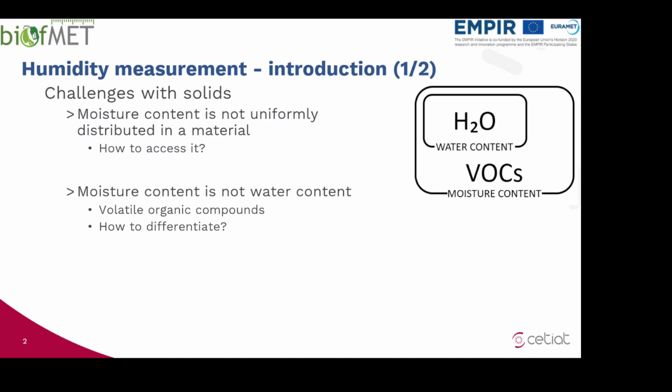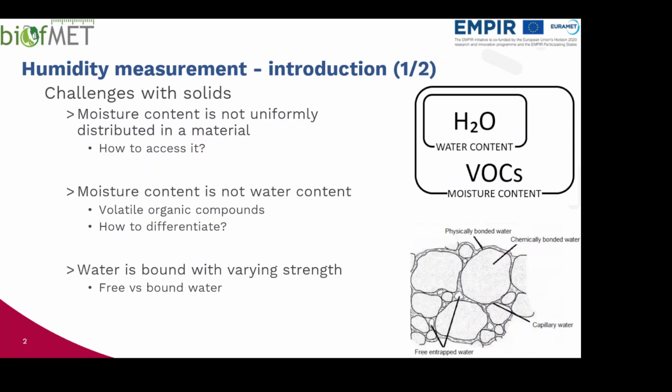The last one corresponds to the various degrees of water binding to the solid matrix. Water can bind to a solid material in multiple ways, corresponding to different types of interaction. In a solid matrix, we can distinguish between several types of water, including free water, capillary water, physically bound water, and chemically bound water.